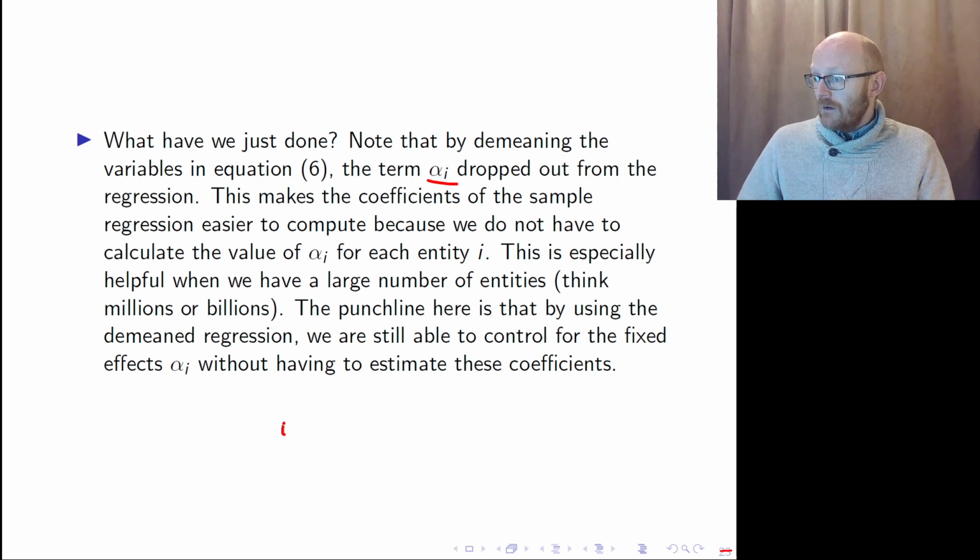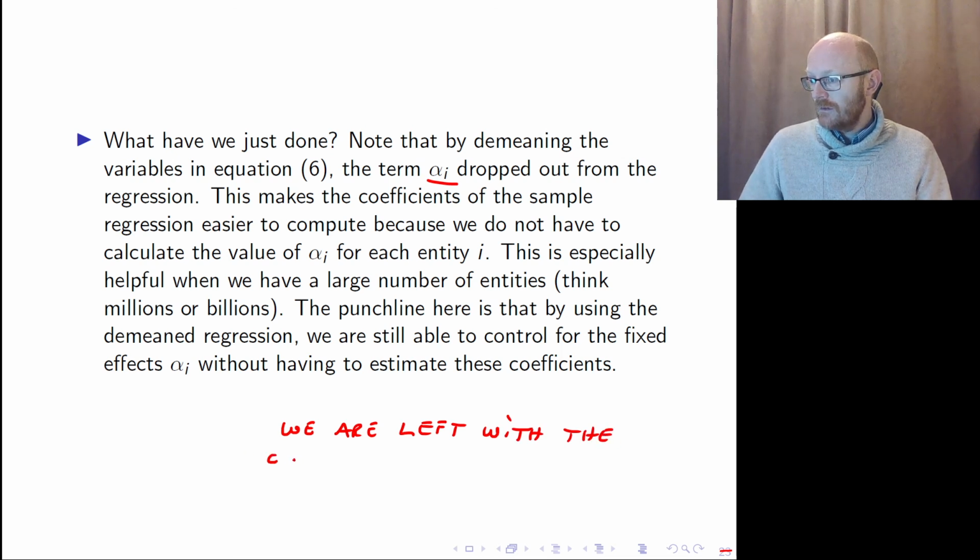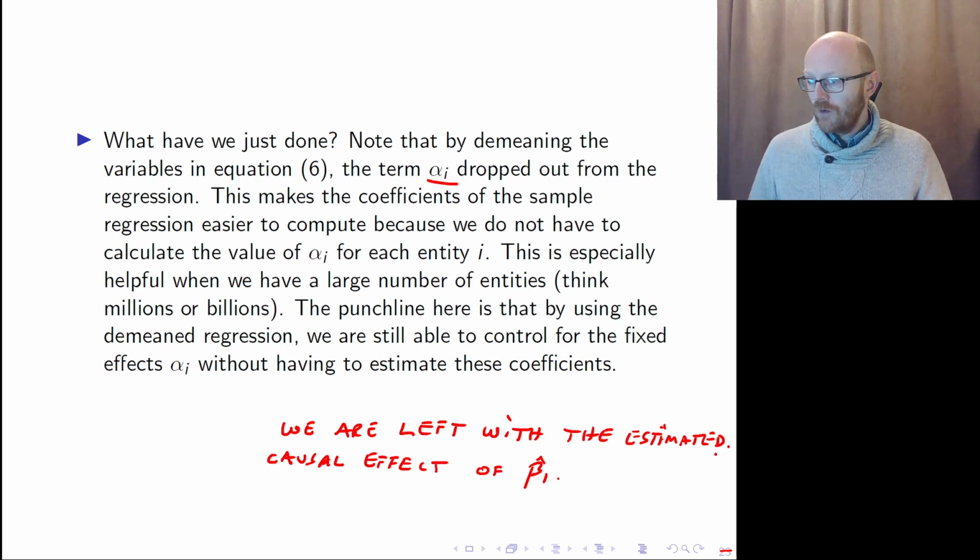So we are left with the causal effect of beta 1, or the estimated causal effect of beta 1, which was our point from the beginning.